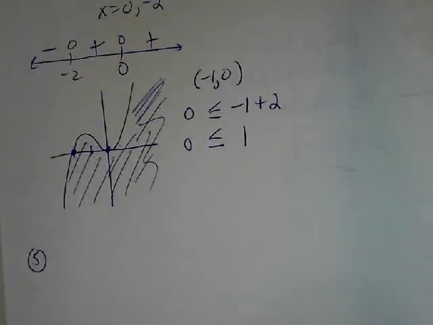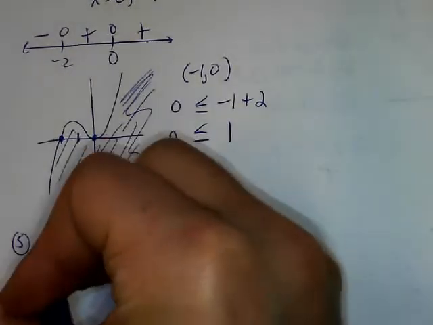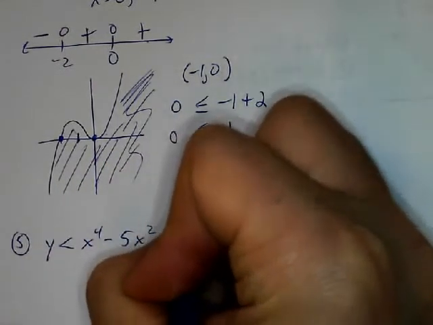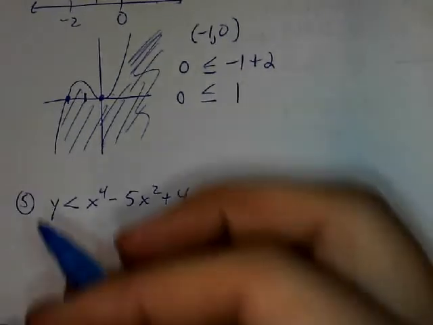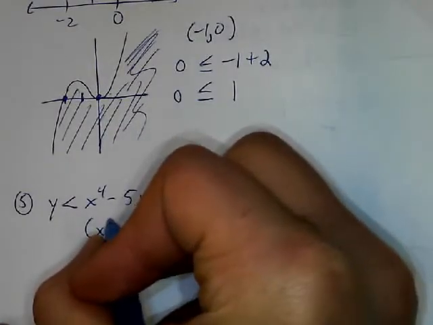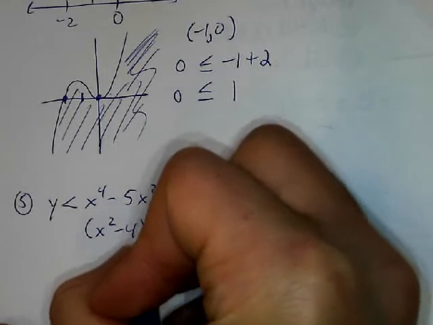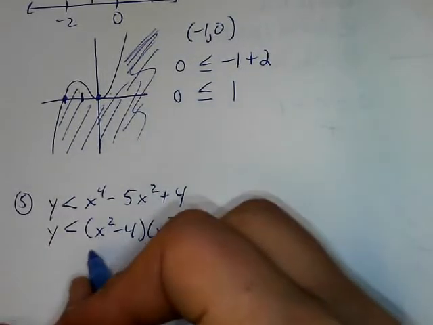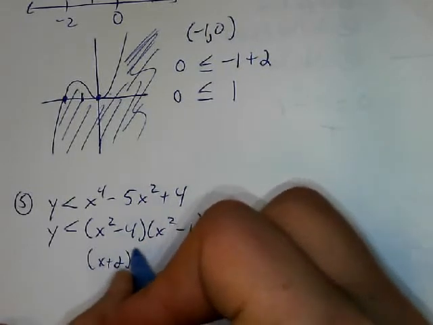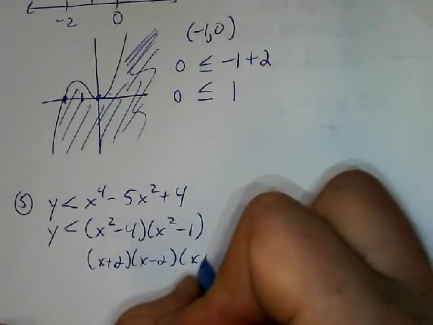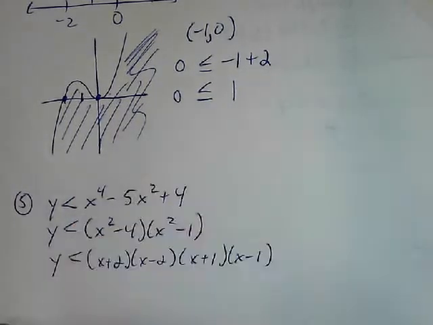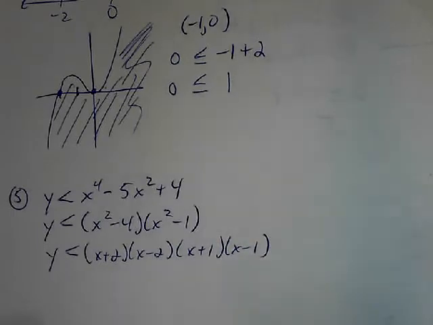The last one we can do is y is less than x to the 4th minus 5x squared plus 4. Again, this is just a factoring problem. I'm just trying to play with the factoring skills from last chapter. x squared minus 4 times x squared minus 1, and you can keep going: x plus 2 times x minus 2, x plus 1 times x minus 1. And this graph should be very familiar to you. It's a quartic function from last chapter.